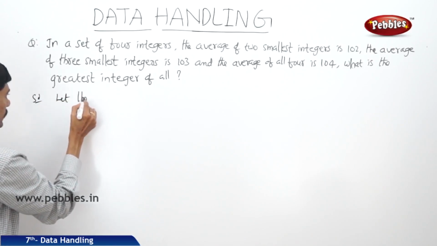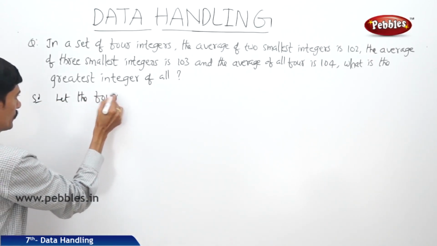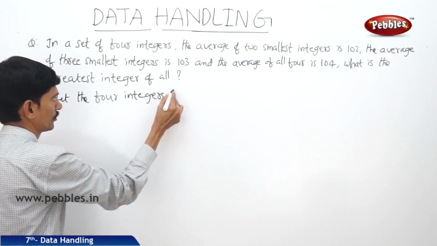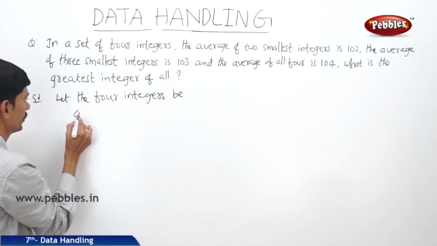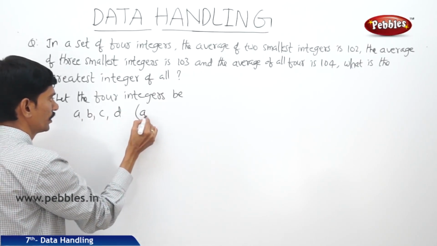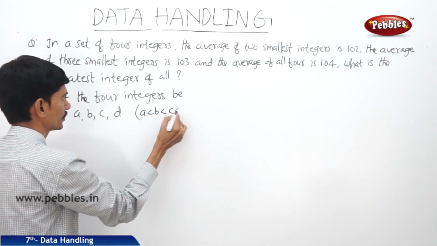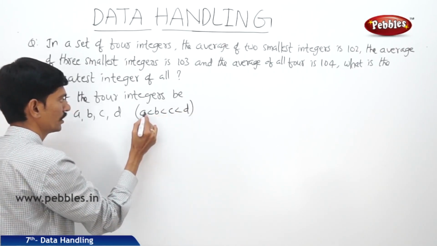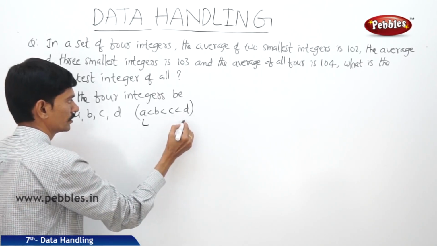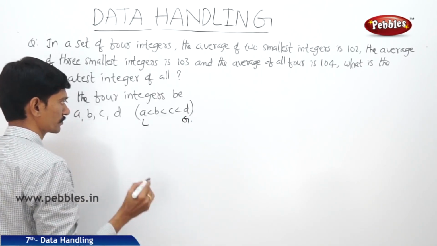Let the 4 integers be a, b, c, d, where a less than b less than c less than d. Means here a is the least one and d is the greatest one.